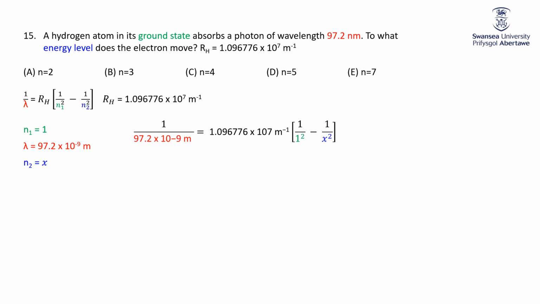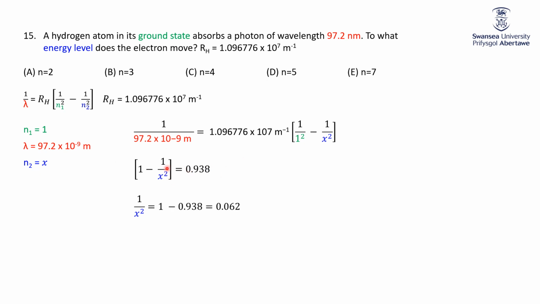Pop that in everywhere, 1 over that wavelength equals the nice little constant, 1.096776 times 10 to the 7 per meter, times 1 over 1 squared minus, and then of course we don't know that final energy level, so we'll call that x. Generally get this whole thing together. Okay, so we leave that alone. We'll divide both sides by 1.096776 times 10 to the 7, and that all together gives us 0.938.